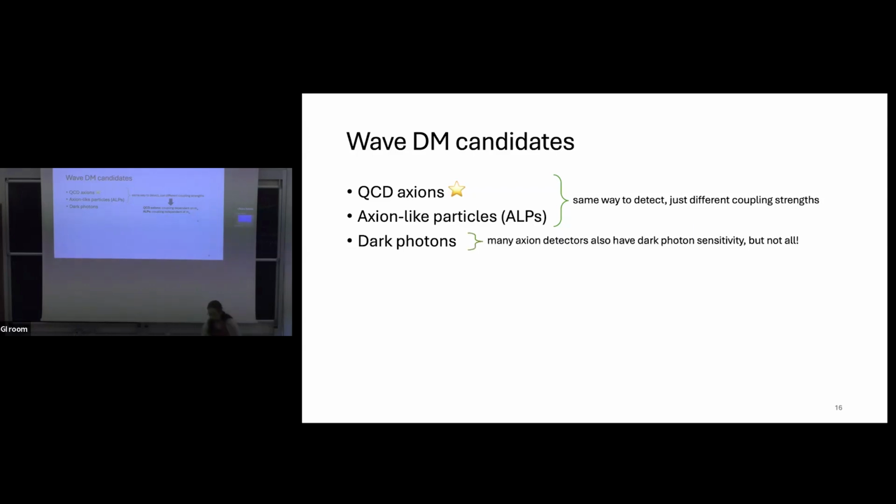Okay. And then I will note that some of those same axion detectors can also detect dark photons, but not all of them can. That's because, again, dark photons are a vector rather than a pseudoscalar, so you don't have the exact same kind of interaction. I'll try to point out a little bit later which detectors can work for dark photons and which ones cannot.